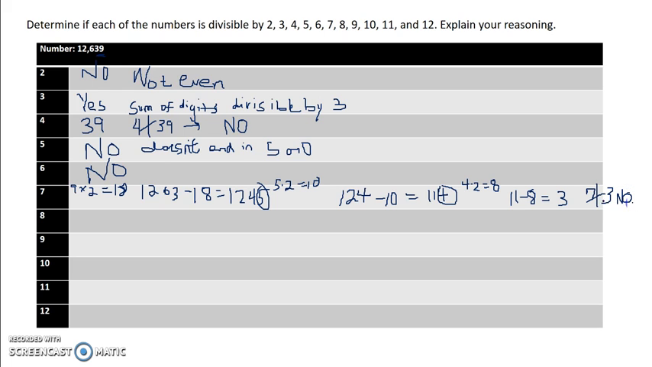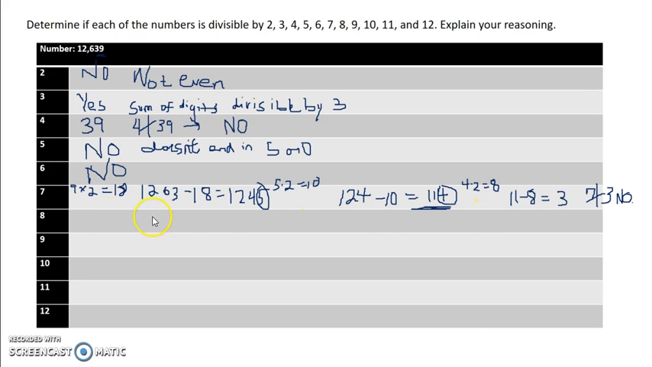Now, you can stop at any point in this process whenever you know that the number that you have is a multiple of 7, or not a multiple of 7. Once you know whether your number is a multiple of 7 or not, you can stop, and you can decide whether the entire number is divisible by 7 then.